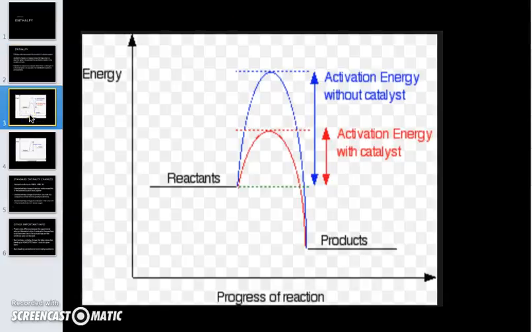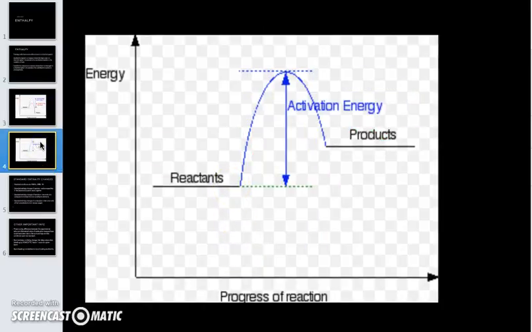The following is the enthalpy profile diagram for an exothermic reaction. The blue line represents the activation energy without a catalyst, and the red line represents the activation energy with a catalyst. As you can see, the catalyst lowers the activation energy because it provides an alternative pathway. Also, the reactants have a higher energy than the products, and the difference in energy, or the delta H, is the arrow that points down between the reactants and the products.